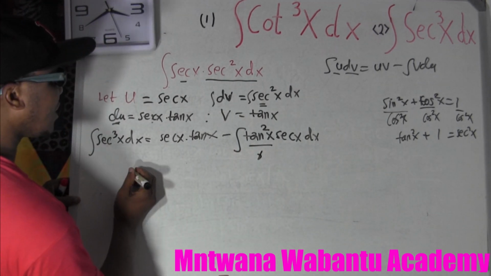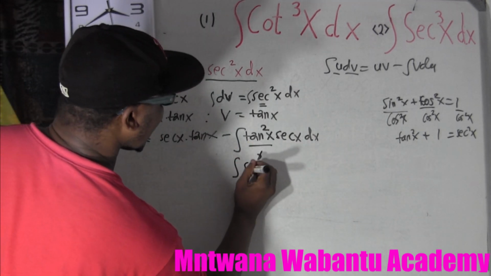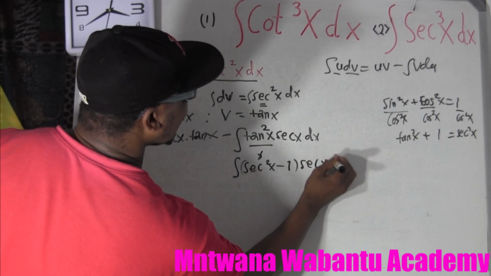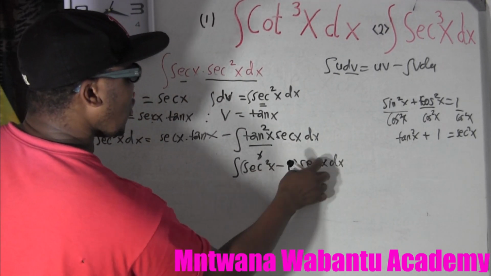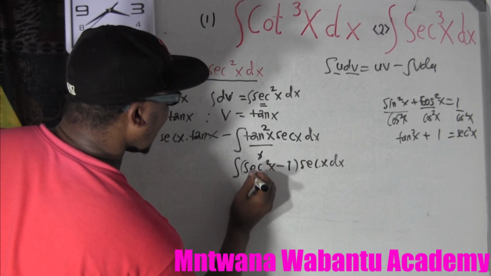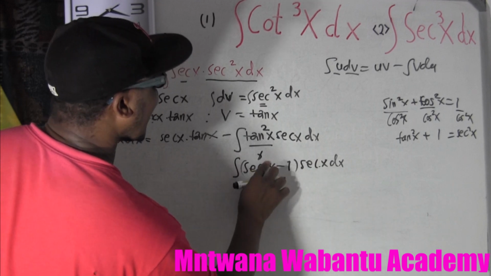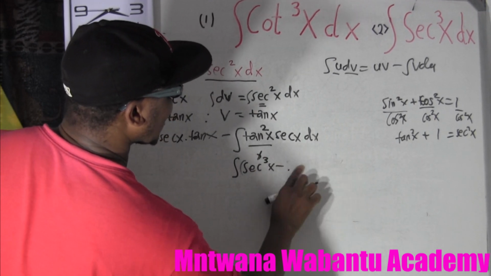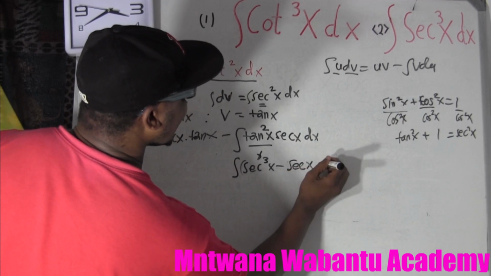So I'll say integral of sec squared minus 1, and then you have to multiply by sec x dx. When you multiply this, it's going to be sec cubed and sec x. So this is going to become sec cubed. I can do the next line, right? Sec cubed, and this can become sec x. I show all the steps, right? Sec x and then dx.